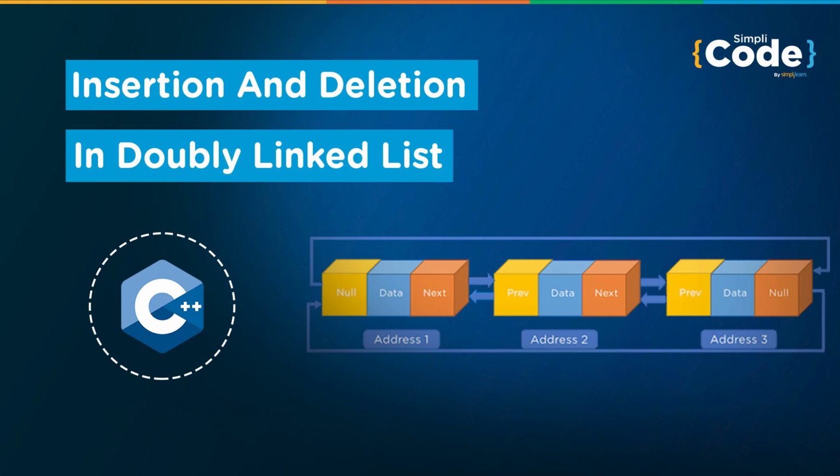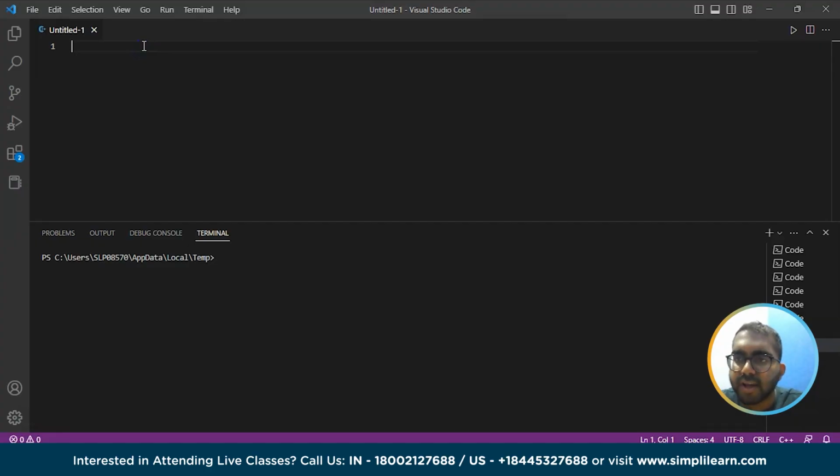So without any further ado, let's get started. Let's now directly jump into Visual Studio Code for execution. So as you can see, Visual Studio Code has started. So let us just implement our code. So I'm just writing in the comments what we're implementing. We are trying to implement doubly linked list insertion operations.